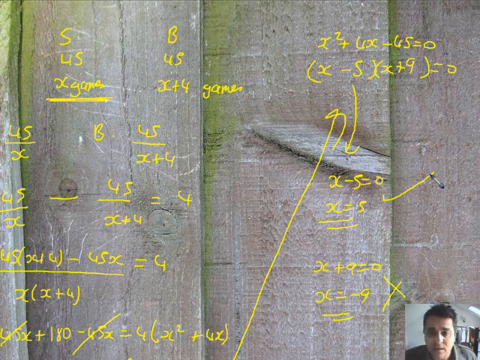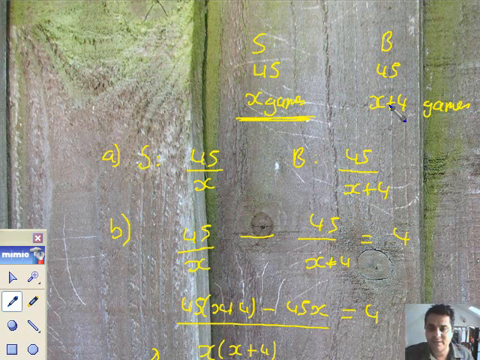And incidentally, Ben played 9 games because 5 plus 4 makes 9. But it asks us just to get an equation and find out how many games that Sean played. Well, Sean played 5 games, and there it is.